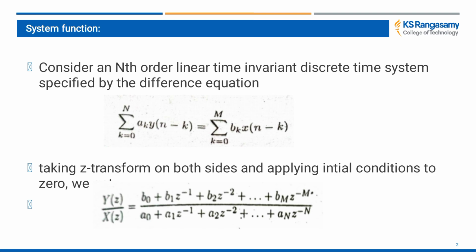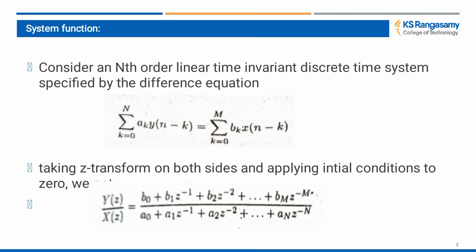which is having summation, where k varies from 0 to capital N, with the coefficients ak and with the output y of n minus k, and for the inputs that were defined by the coefficients bk, and the input defined by x of n minus k, where the variable k varies from 0 to M on the input side and from 0 to N on the output side.